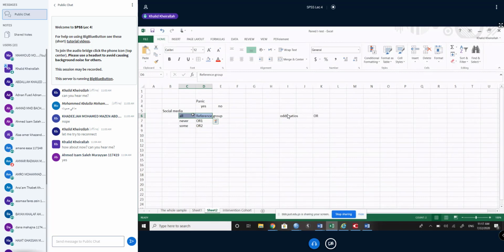It gives you the probability or the odds of having one of the levels of exposure, compared to the one reference group in the category in the exposure. It gives you the probability of developing the outcome. So it gives you the probability of having panic if you never watch social media as a source of information for COVID, compared to those who watch it all the time. Okay?